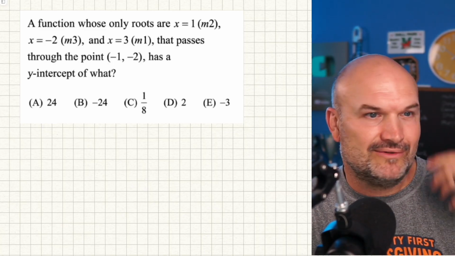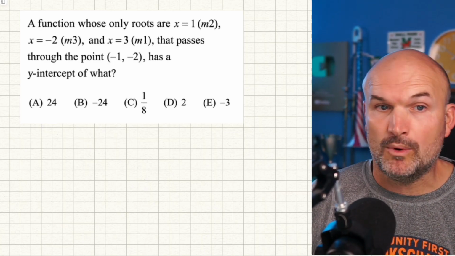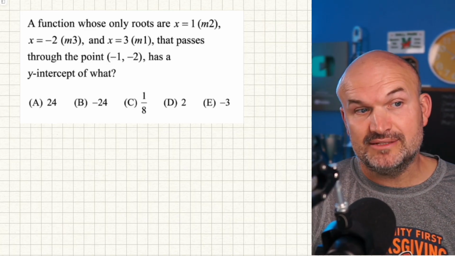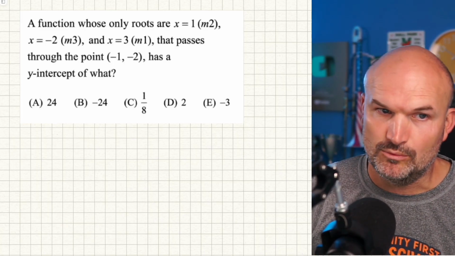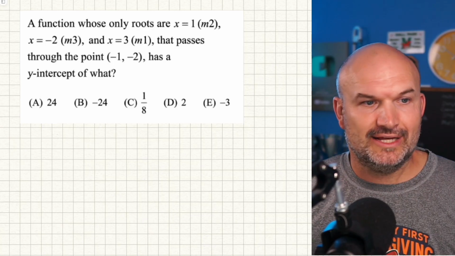I'm going to read this one out because I kind of need to digest some information. A function whose only roots are x equals 1, m2, which means multiplicity of 2, x equals negative 2, which means multiplicity of 3, and x equals 3, with m1, which is multiplicity of 1, that passes through the point negative 1, negative 2, has a y-intercept of what?